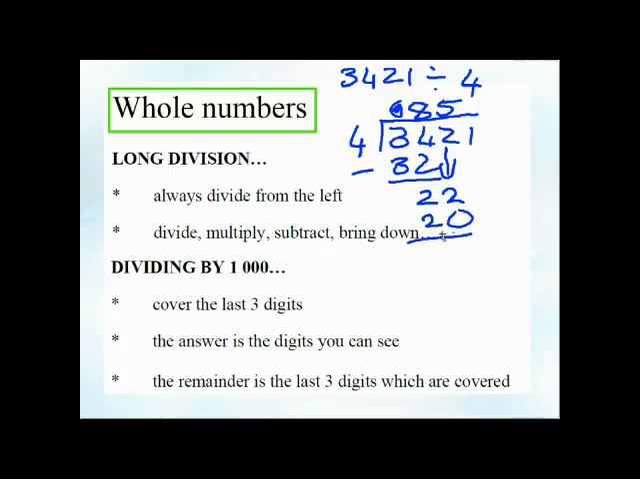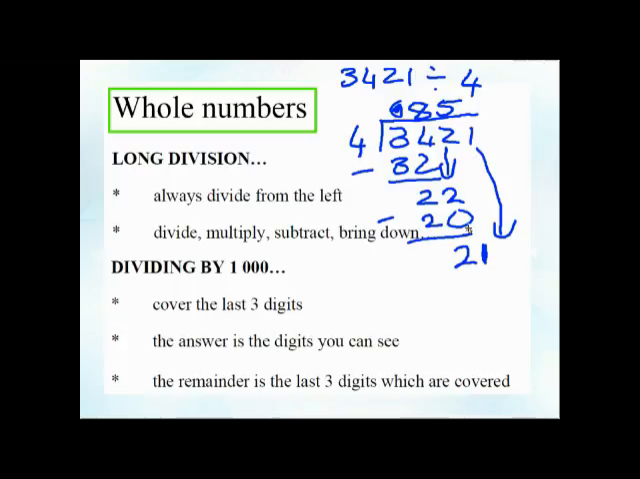And once again, the step is to minus those two numbers. 22 minus 20 is going to be 2. And then we check again the top one, the next one in line, and we bring that down. It's going to become a 1. And then we're going to ask ourselves again, can 4 go into 21?